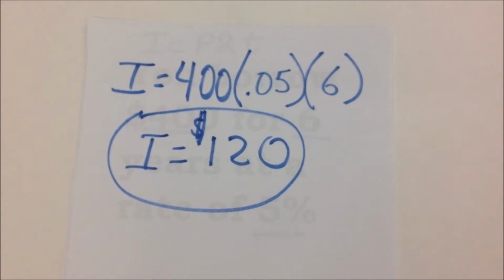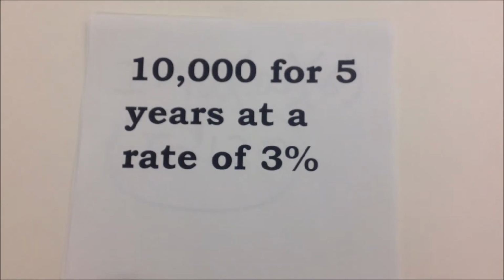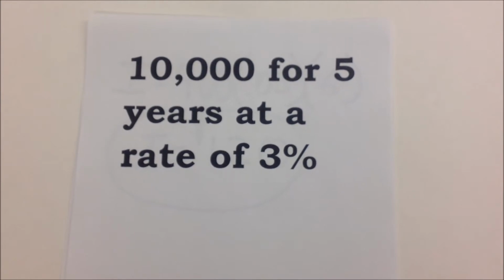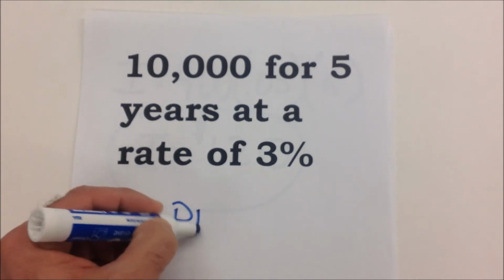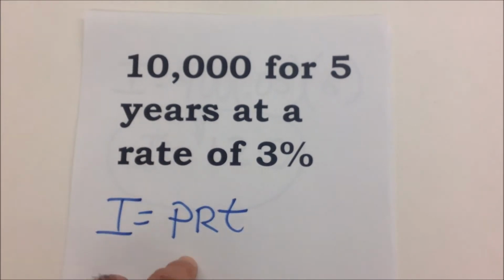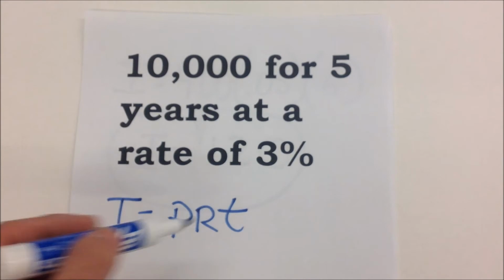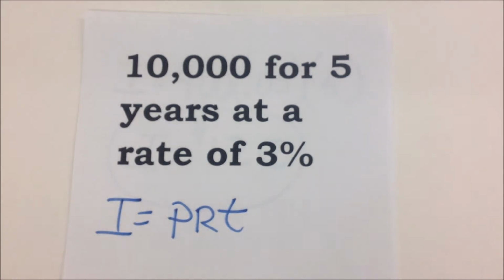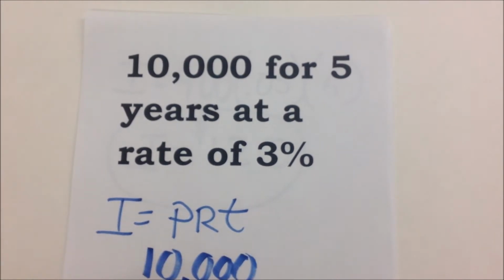Right? Let's try another one. Let's say that you borrow $10,000 for 5 years at a rate of 3%. See if you can do that one. Okay, remember the formula. The interest equals principal times the rate times time. It really doesn't matter which order you put it in because it's multiplication, and you know multiplication is commutative. So we have the principal, $10,000. That's the amount we borrowed.